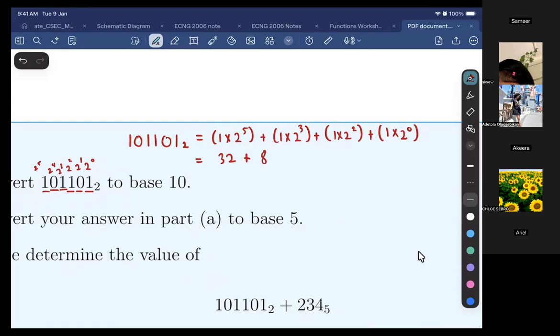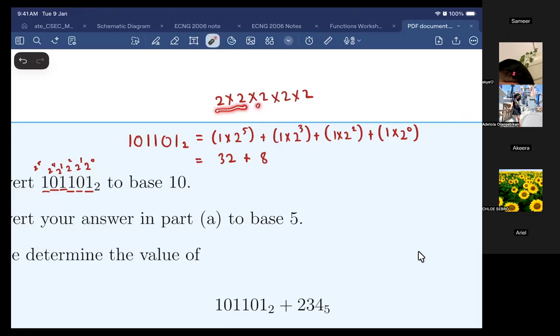So when I say 2 to the power 2 is 32? No, 2 to the power 5. 2 to the power 5 is 32, because 2 to the power 5 means 2 by 2 by 2 by 2 by 2. That's what it means. Multiplying 2 by itself 5 times. You understand? So watch: 2 by 2 is 4, 4 by 2 is 8, 8 by 2 is 16, 16 by 2 is 32.